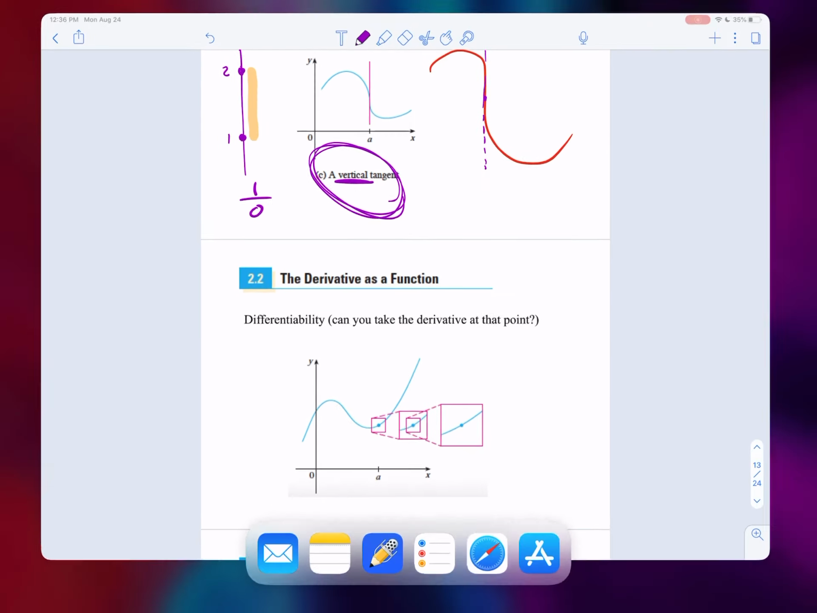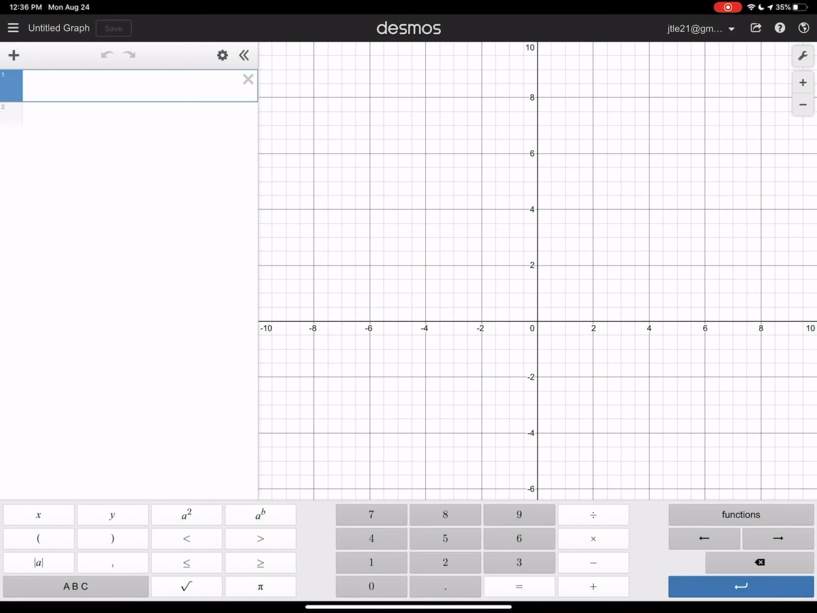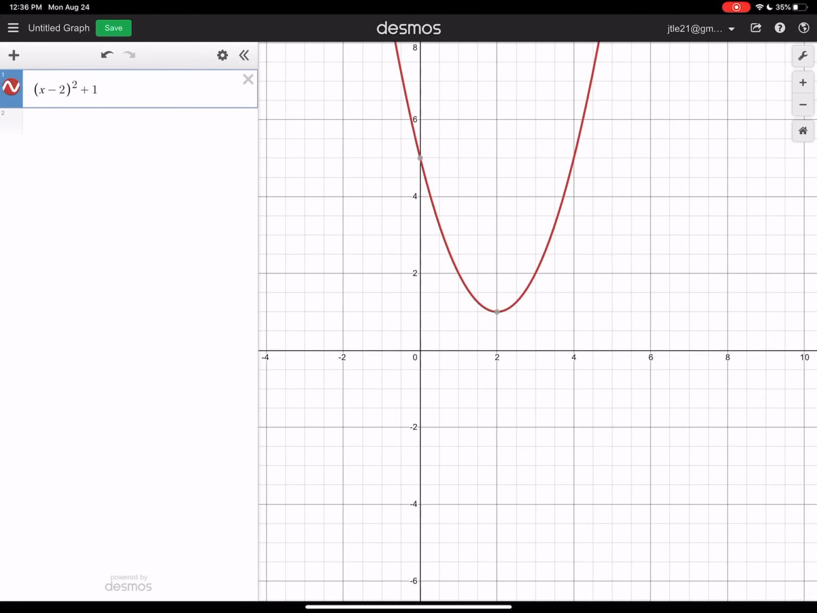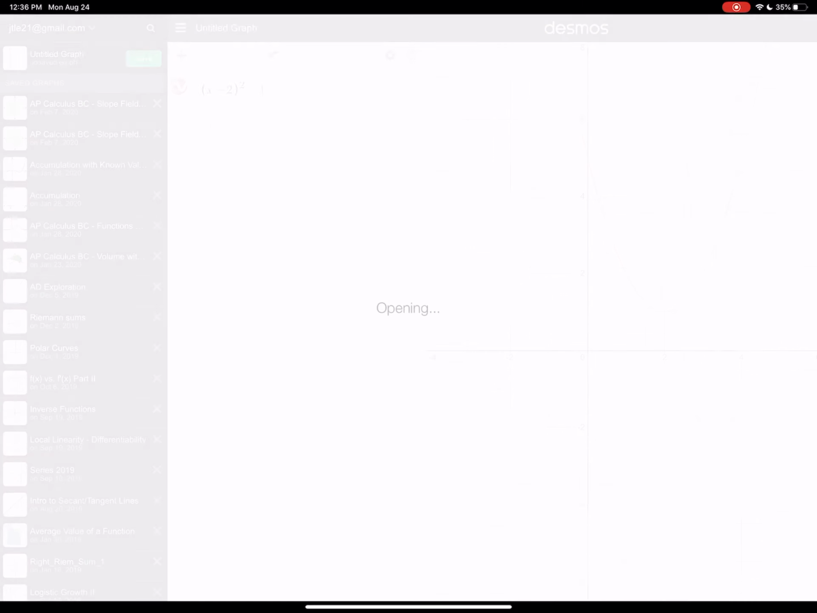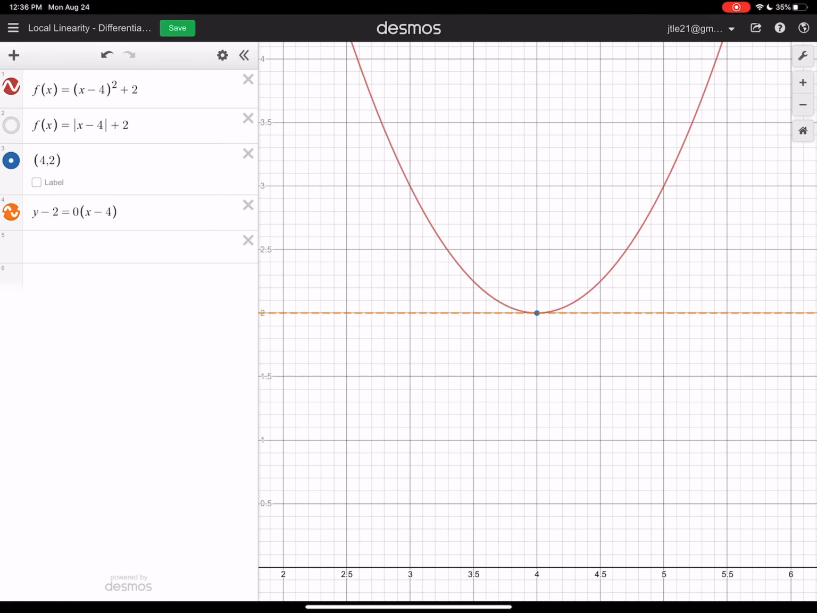Okay, so I'm going to leave you guys with this. Let's say we had x minus 2 quantity squared plus 1. I'm just making something up. Actually, you know what? I think I do. Mr. Lee, you're awesome. Okay, so you have this parabola, right? Let's say I were to draw a tangent line. Right at that point, 4, 2, there's the tangent line.